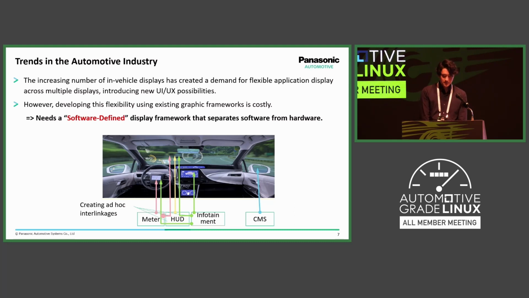Next, I will introduce trends in the automotive industry. In recent years, the number of in-vehicle displays has been increasing, especially in high-end vehicles. For example, the appearance of head-up displays and camera monitoring systems, and the digitization of information displays such as meters. This has led to a focus on flexible application layout and display technologies across multiple displays. And these technologies are expected to provide new UI and UX possibilities.